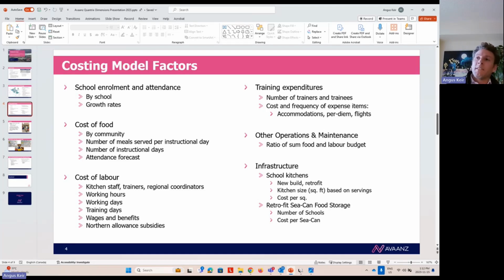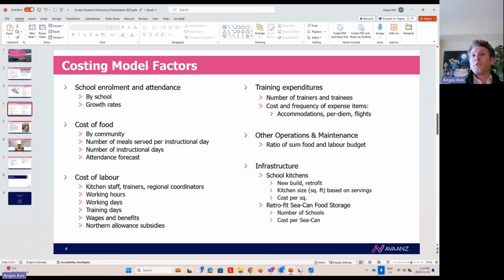There's different training for experienced staff versus new staff and onboarding. Next, we looked at other operations and maintenance costs. Once we had figured these key aspects, the cost of food and the cost of labor and the training expenditures, well, then you have your other operations and maintenance cost. And we used a ratio based on the existing community food centers to understand, well, if you have this many staff, if you have this labor budget and this food budget, this would be your other operations and maintenance costs.